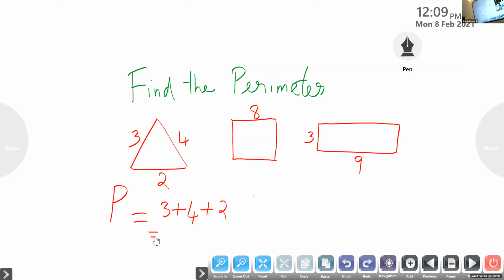The perimeter of the triangle. These two very simple small numbers I have given. Yes, Simon? 3 plus 4 plus 2. 3 plus 4 is 7, plus 2 is 9.